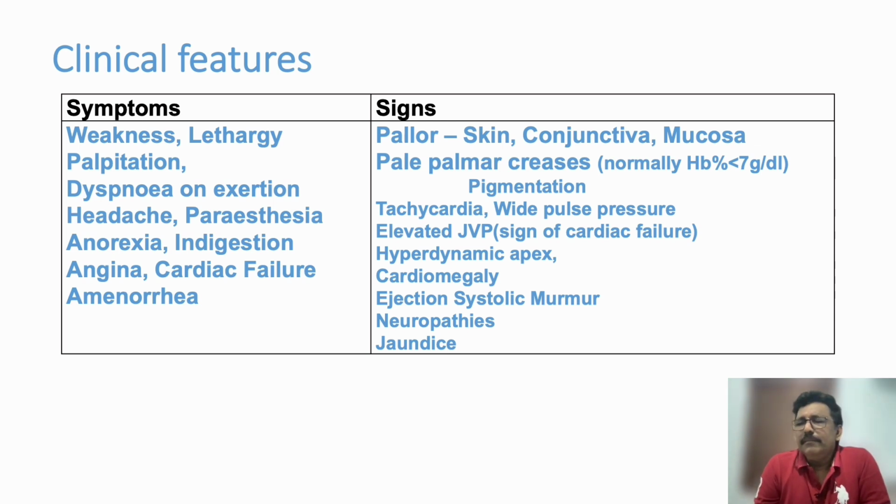Neuropathies can be there, but neuropathies are mainly seen in B12 or folic acid deficiency anemias. But in other types of anemia also the patient can have some neuropathic pain because the amount of oxygen and glucose getting into the nerves through these RBCs is reduced. Jaundice can be there, that is also seen in hemolytic anemia.